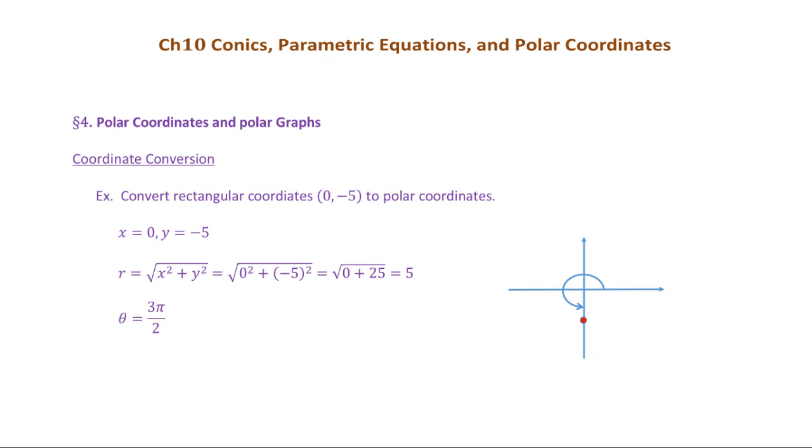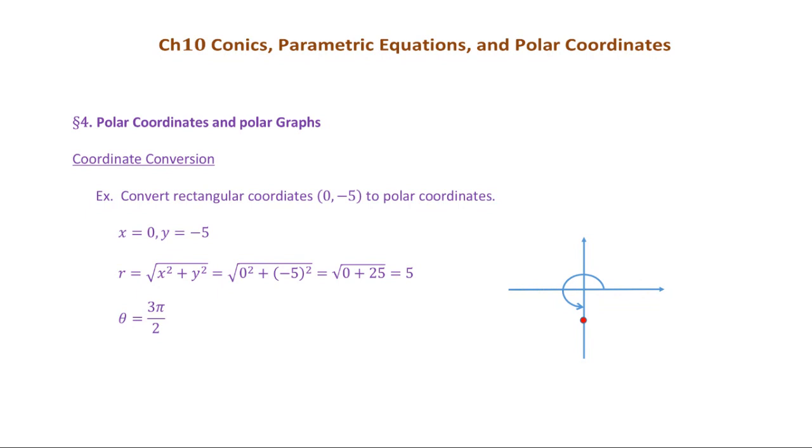And you can easily draw the point on the rectangular coordinates. So that's a point on the negative y-axis, right? 0, -5. So that's down 5 from the origin. It's on the negative y-axis. So this time the angle theta is just 3 pi over 2, 270 degrees. Okay.